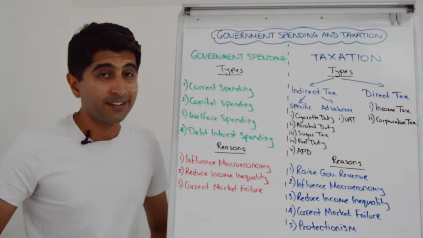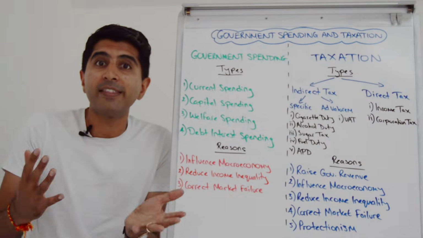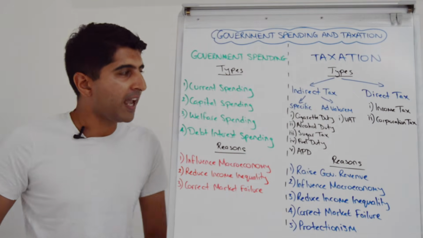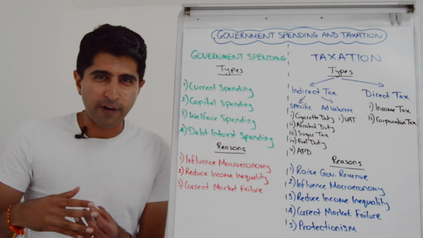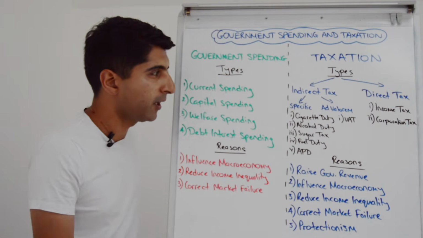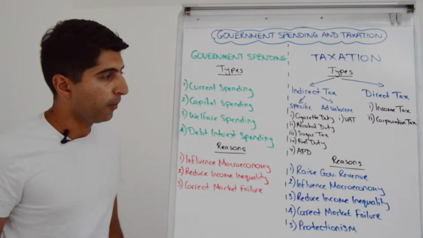Whereas direct taxes are taxes on income, hence they're direct. They can't be transferred to anybody. So taxes on income are what? Well, income tax, corporation tax are very obvious examples. Workers have to pay income tax, firms have to pay corporation tax.